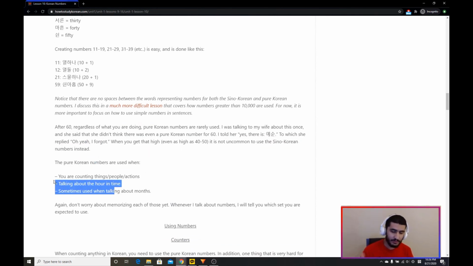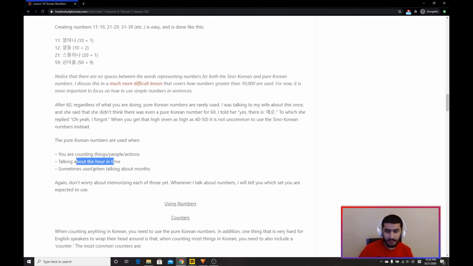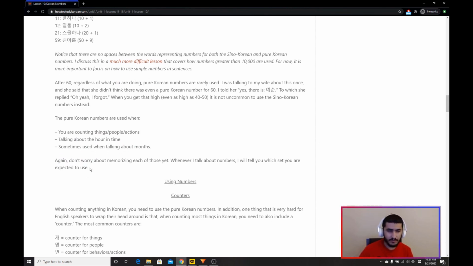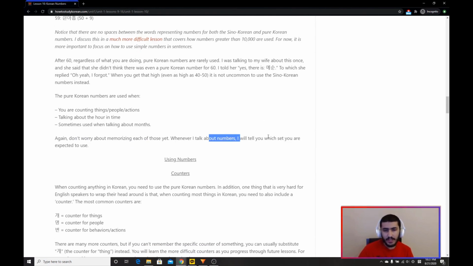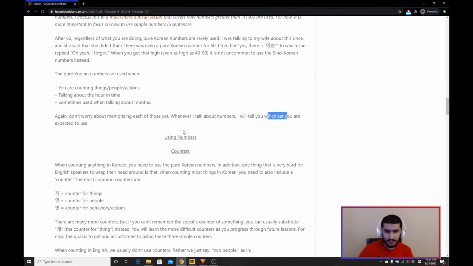So the pure Korean numbers, when are they used? This is what I would do. I would remember when the pure Korean numbers are used. If it's not one of these three, or one of the very few situations, just use the Sino-Korean number. So pure Korean number is the limited edition, or situation, I'd say. So you're counting things, people, actions, how many times you did something, talking about the hour when you're talking time, so like 3:45 p.m., the 3 would be in these numbers, and then sometimes when you're talking about months, again, there's two different ways. Don't worry about memorizing them. Whenever I talk about numbers, I'll tell you which set you're expected to use.